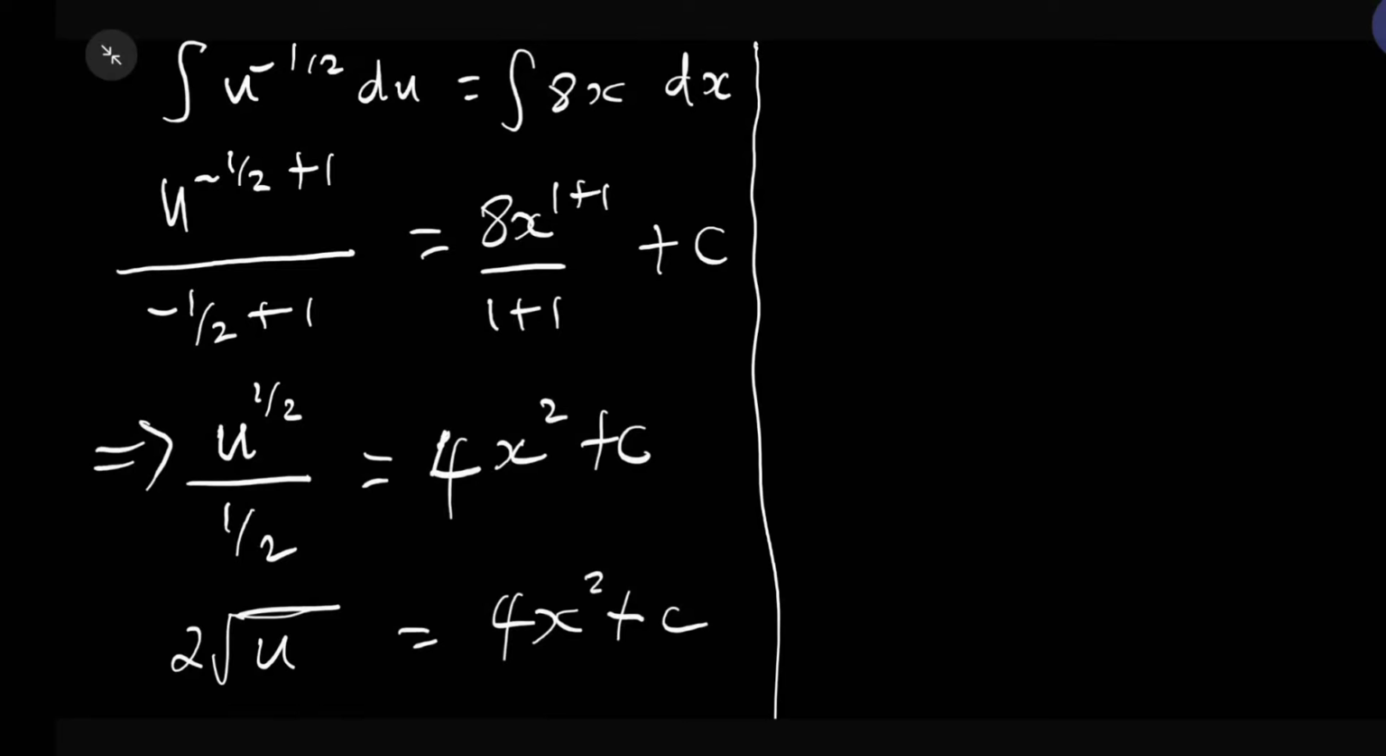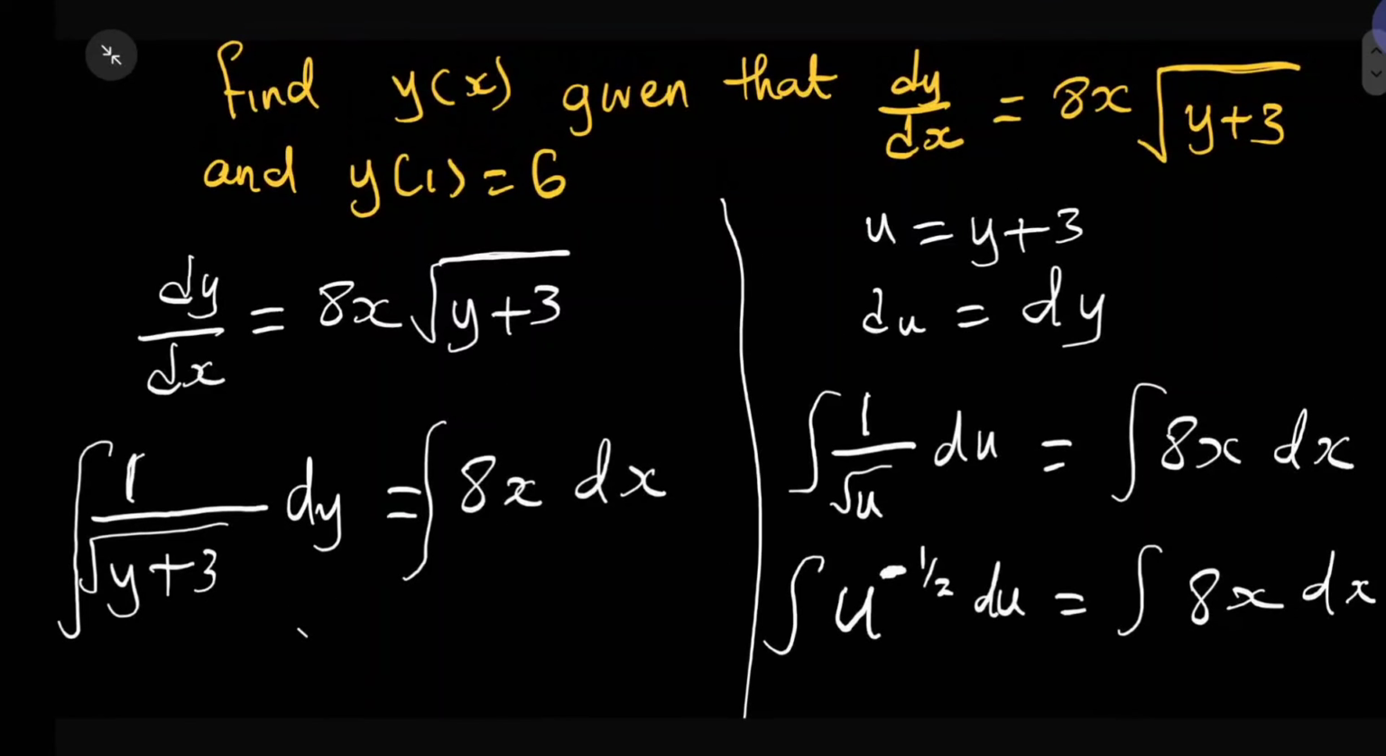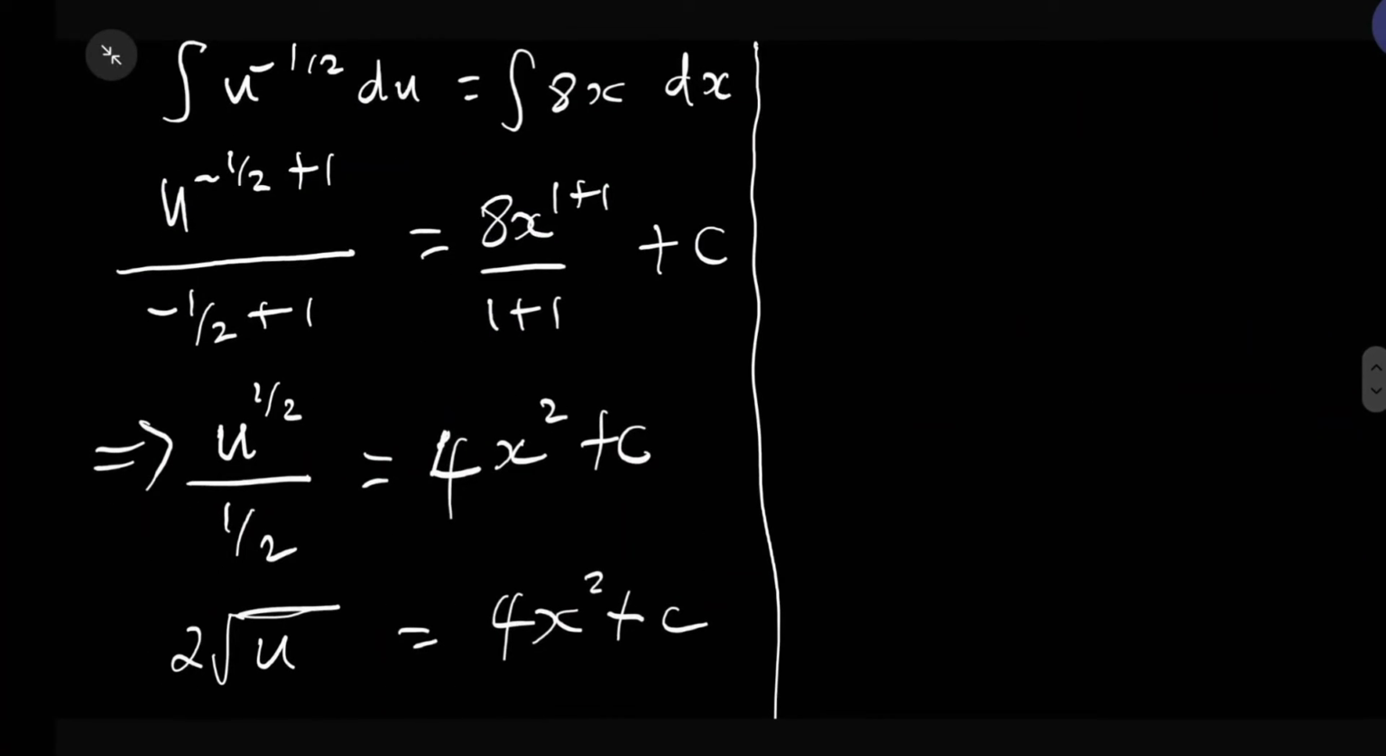All right, so we have to remember that the value for our u is y plus 3. So if our u is y plus 3, we are going to have 2 times root of y plus 3 equals 4x squared plus c.